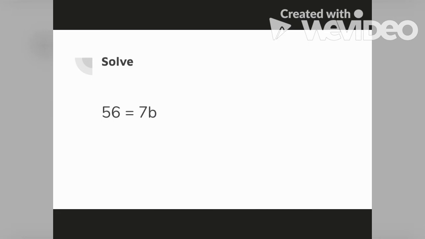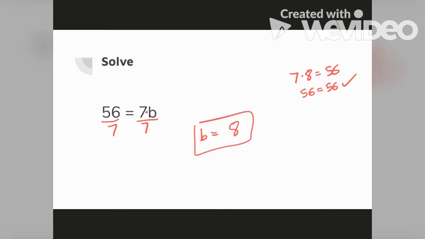Okay, pause the video and try this one out. Alright, so you've tried it out. Let's do the inverse operation. We're going to divide by 7. So b equals 8. Check your work. 7 times 8, does that equal 56? And the answer is yes, it does equal 56. So our solution is b equals 8.